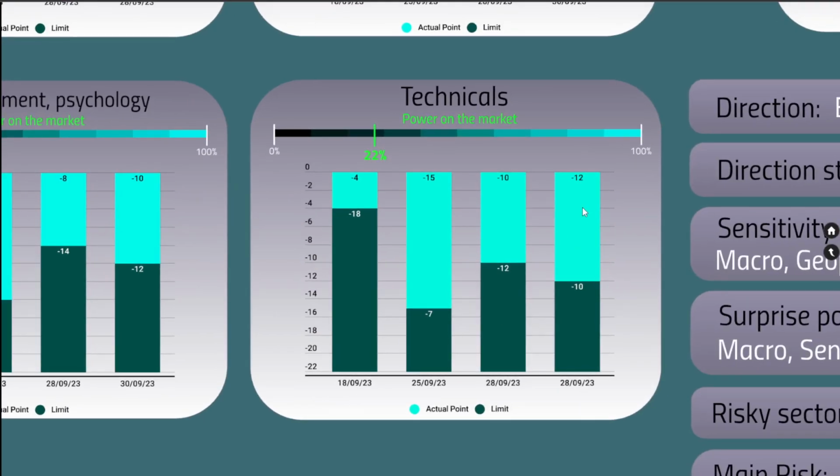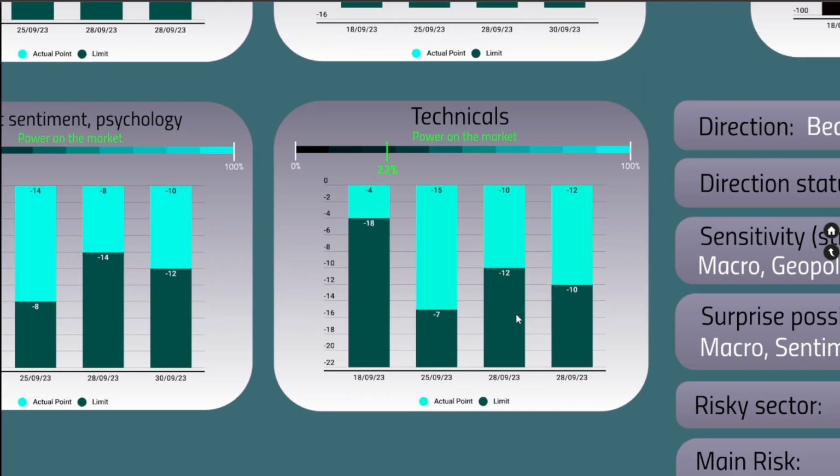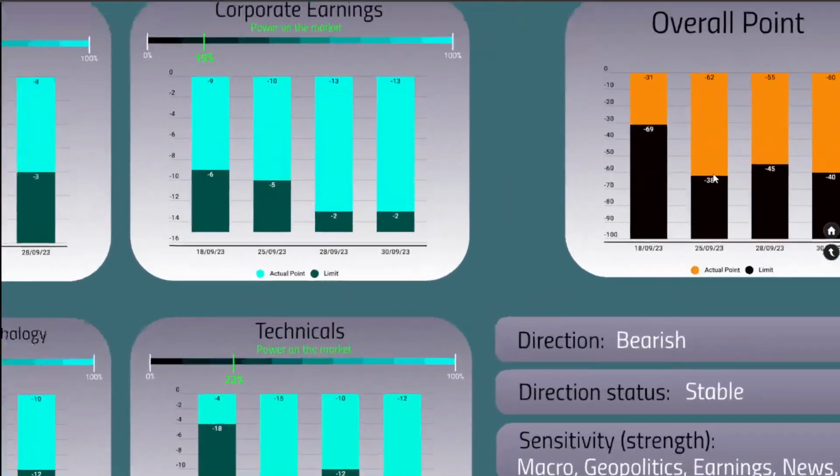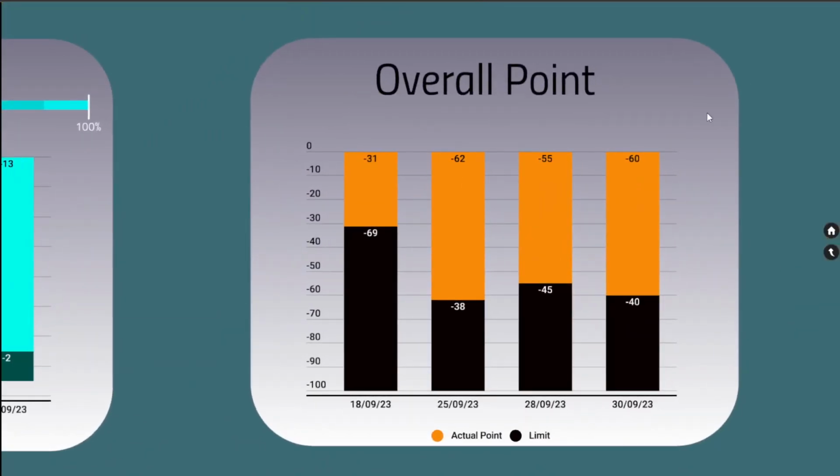While the technical charts are showing 12% of usage out of the maximum of 22%. This is pretty nice. This is declining from the previously measured 10% in minus. That means that the overall effect, as you can see, is technically a minus 60 point, which means that we are very bearish, but we still get 40 points to go.